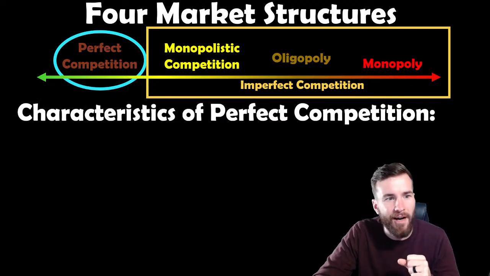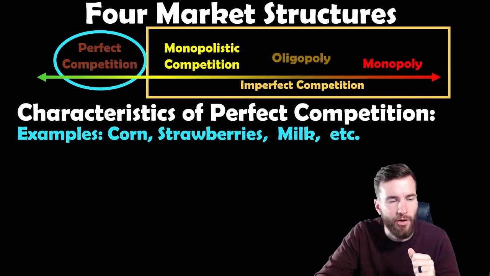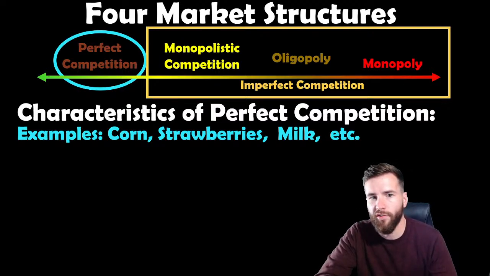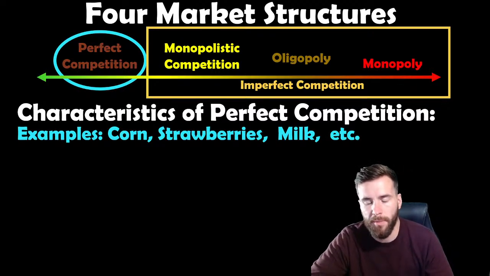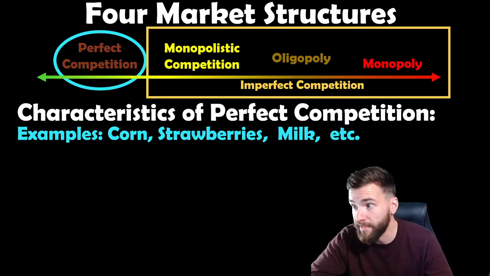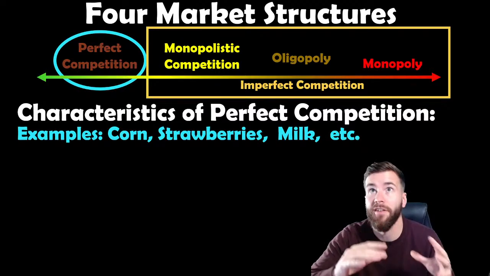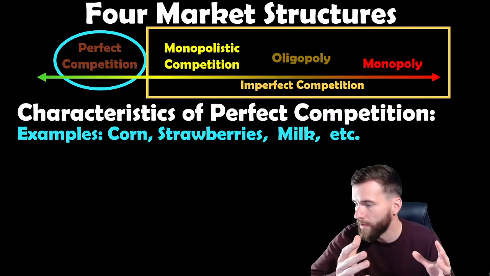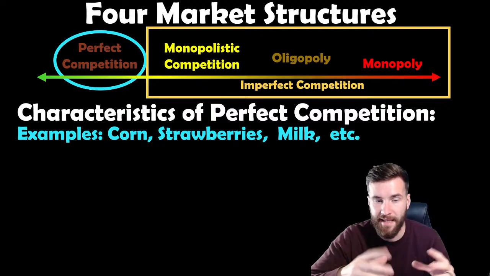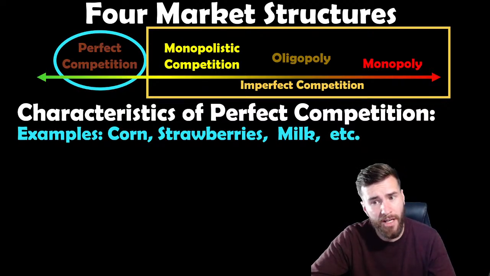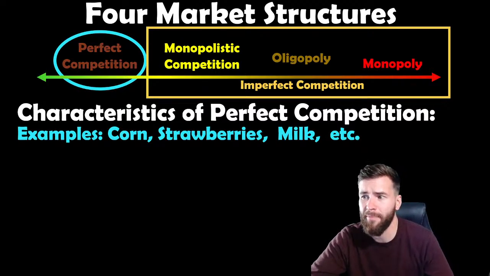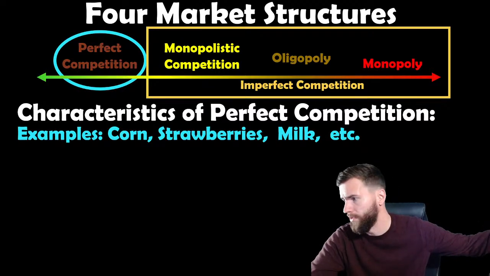All right, anyway. So characteristics of perfect competition. What are some real-life examples of perfect competition? The word perfect competition means the market is as competitive as it can possibly get. It is insanely competitive. In real life, there's not really that many markets that are truly perfectly competitive. This is the end of the spectrum.